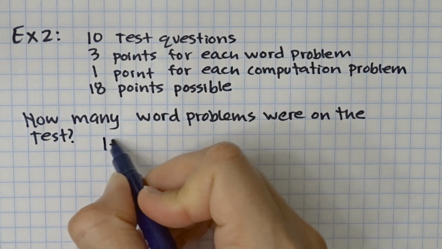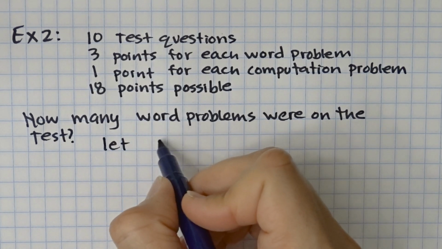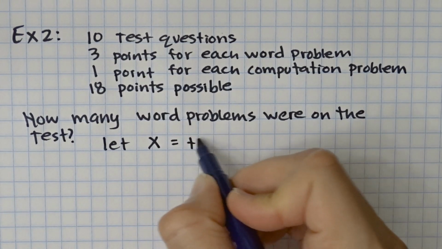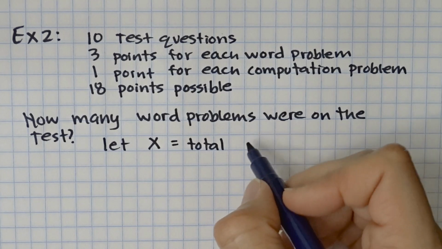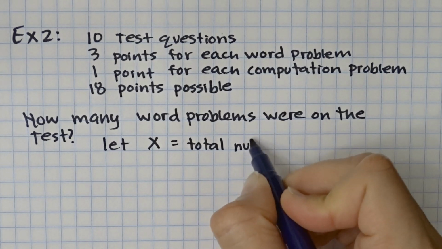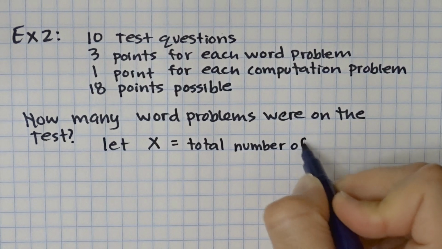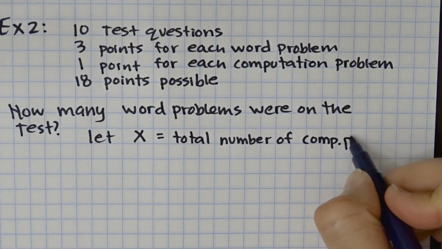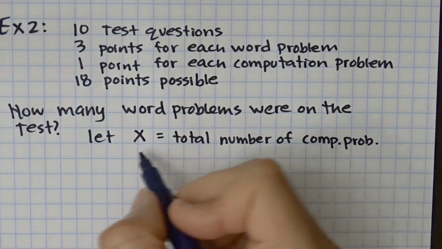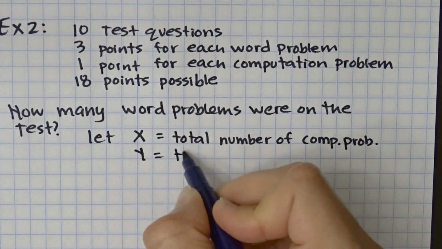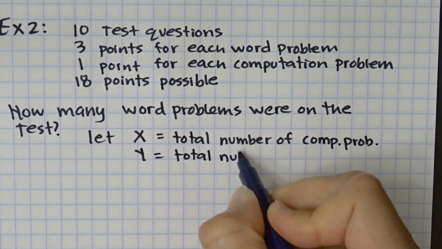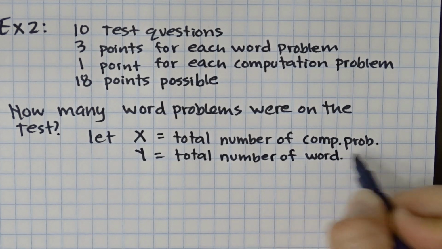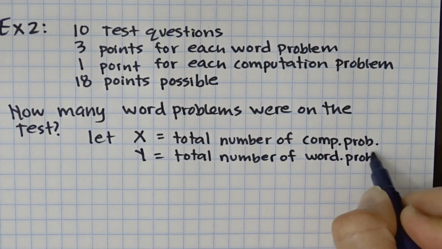So let's let x stand for total number of computation problems. And then we're going to let our y equal our total number of word problems. Oops, not abbreviated. Oh well.